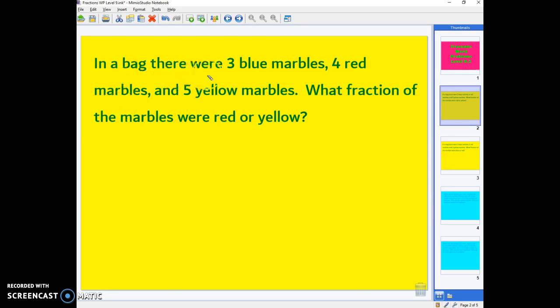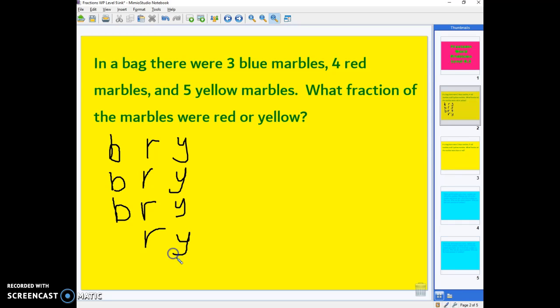In the bag, there were 3 blue marbles, 4 red marbles, and 5 yellow marbles. What fraction of the marbles were red or yellow? So I'm just going to draw this out. I'm going to draw some marbles and just make them letters so I remember what color they are. So 3 blue marbles, 4 red marbles, and 5 yellow. 1, 2, 3, 4, 5. And then it asks what fraction of the marbles were red or yellow.